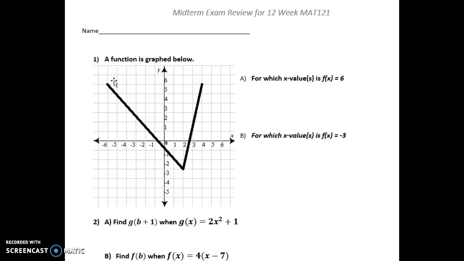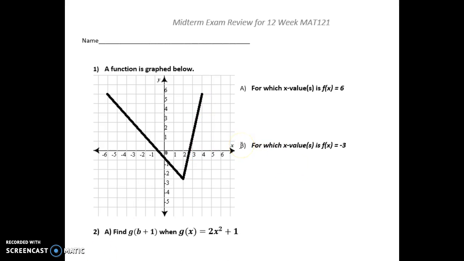So for number 1, we're trying to find which x values we're going to have a function value of 6. So look on the line to see where the output is 6, where the y value is 6. And so here we have a y value of 6, and also over here. So which x values give us that output? It would be the x value of -6 and also the x value of 4.